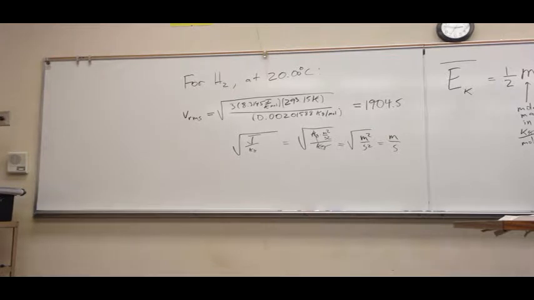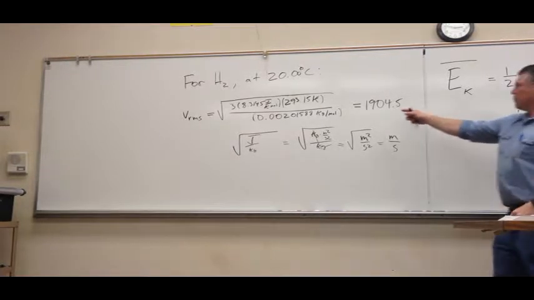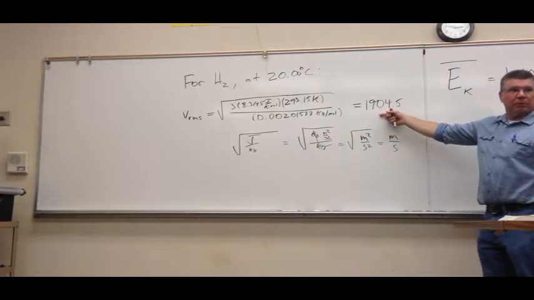Remember the first calculation I did for hydrogen today, where we calculated the kinetic energy, and I looked up the speed? That was the root mean square speed. It was 1900 in that table. So we get something really close to that.